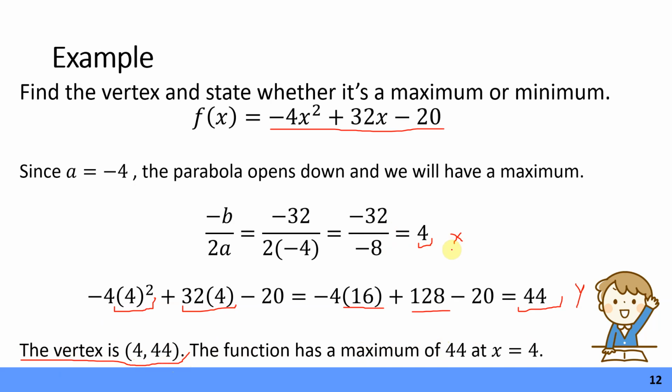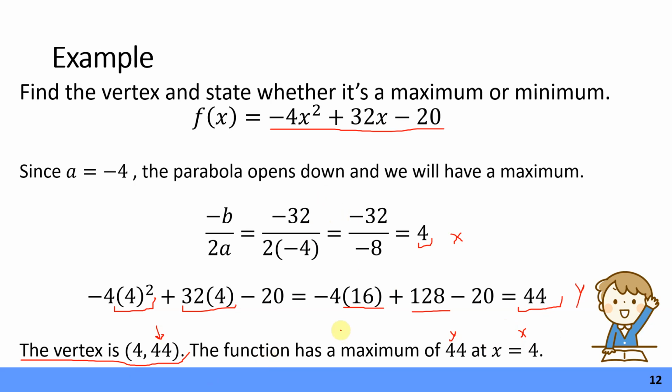Now, if you want to phrase this into a sentence, this is what you would say. The function has a maximum of, here you put your y value, which was 44, at x equals 4. So this is obviously your x value. Again, the maximum, or the minimum, always occurs at the y value. And then you say that at x equals, and then you just give your x value.